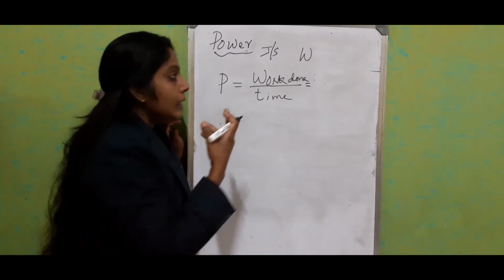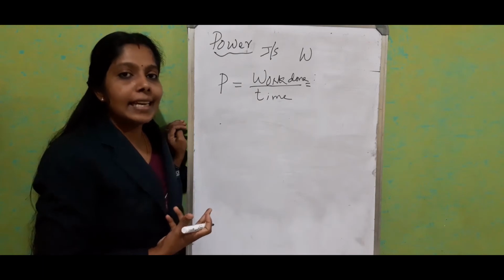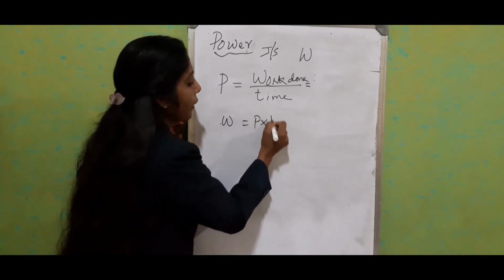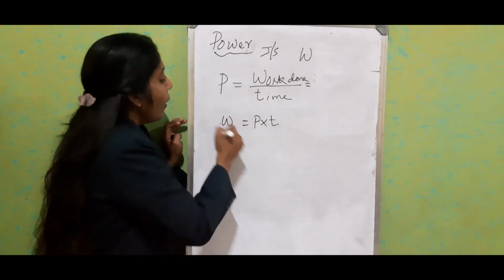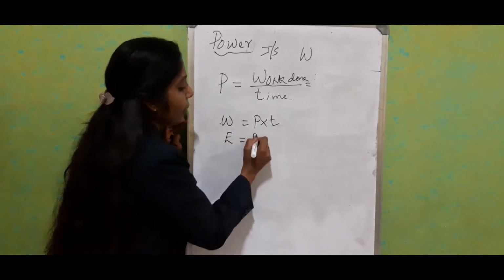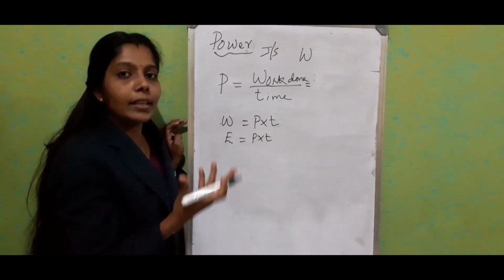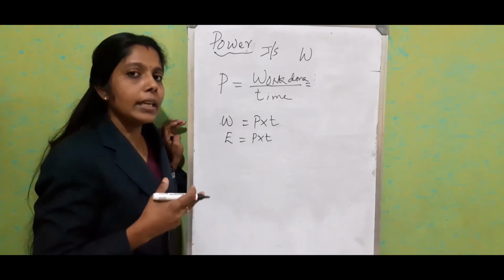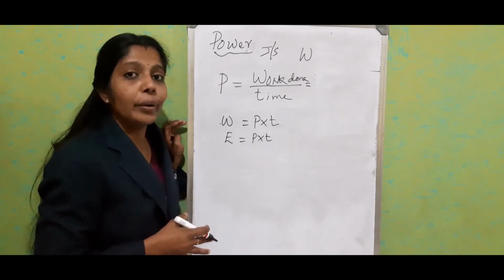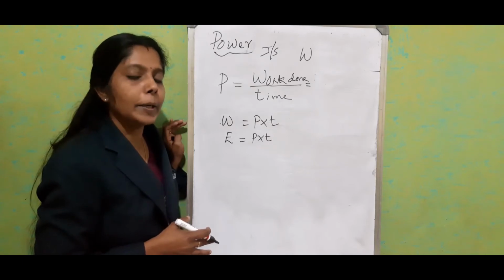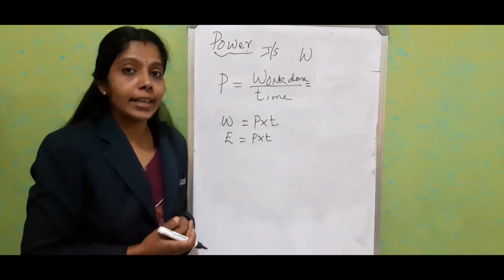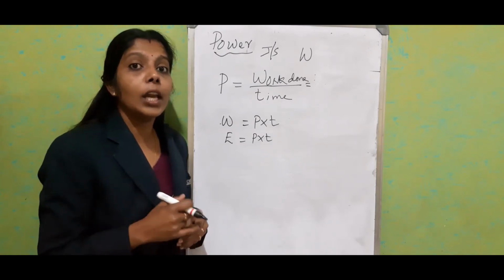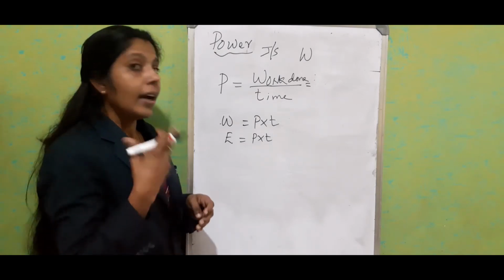This work done we can also consider as energy, so we can write work done is equal to power into time, or energy is equal to power into time. The unit of work done is joule, which is equivalent to energy. What is energy? It is the capacity to do work. For electrical energy, the unit comes in terms of kilowatt hour. How do we get that?